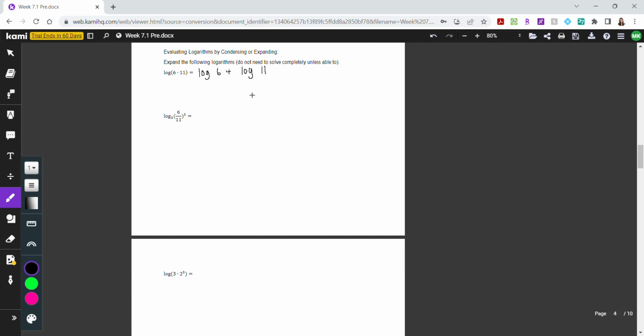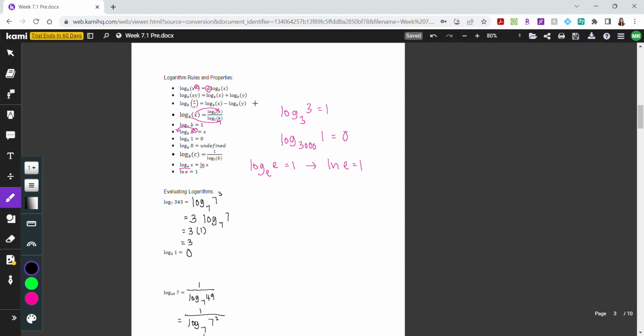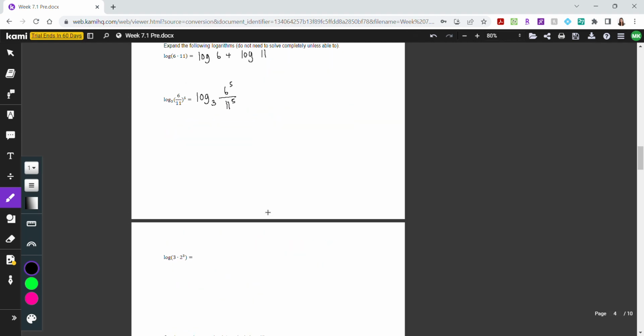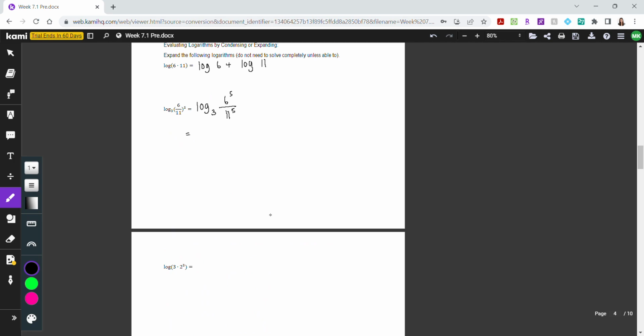So first thing I'm going to do is distribute the power, but not multiply it. So I have log base 3, 6 to the power of 5, 11 to the power of 5. Now, because these are dividing with each other, I know that they're going to be subtracting if I am expanding it. All right. So when I write it out, it's going to be log base 3, 6 to the power of 5. The one that is on top will always be on the left side. Okay, that one's very important to remember. Minus log base 3, 11 to the power of 5.